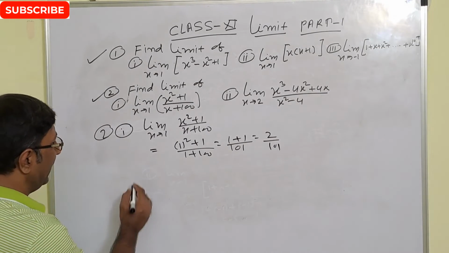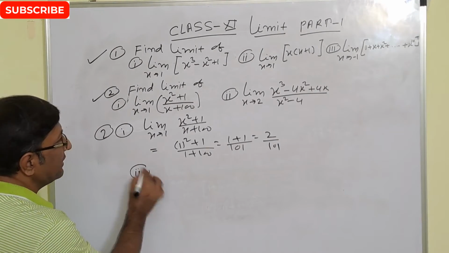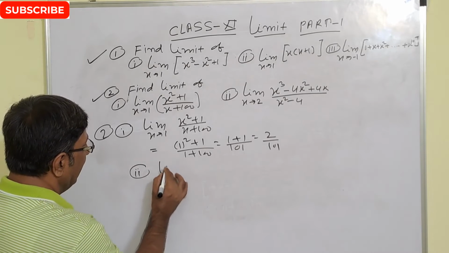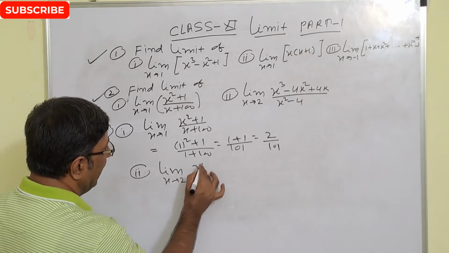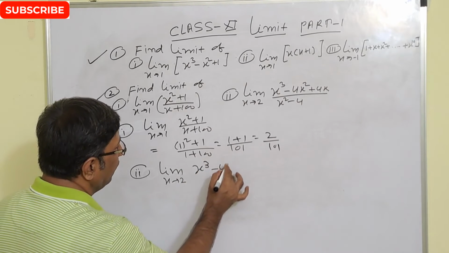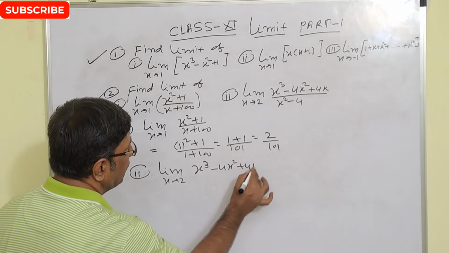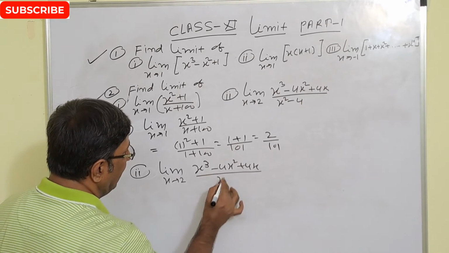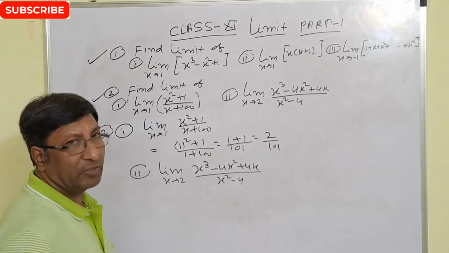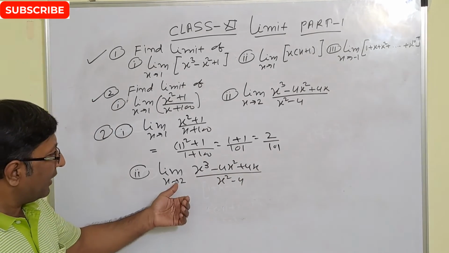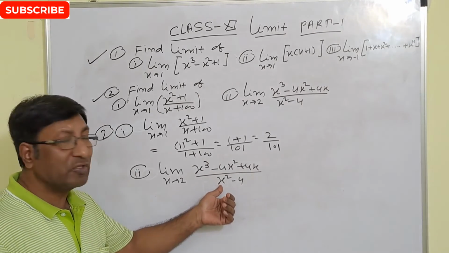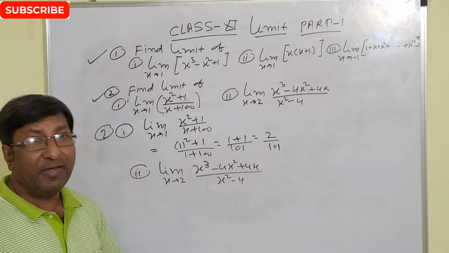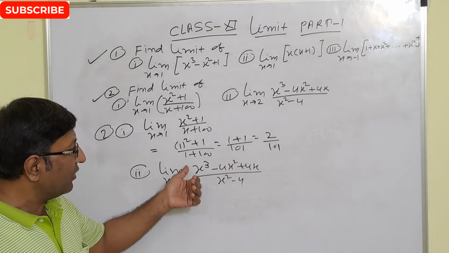In the same way, there is a second question. Here limit x tends to 2, x cube minus 4x square plus 4x divided by x square minus 4. When we put x equal to 2 in the denominator, 2 square minus 4 will be 0. Now you check for the numerator.